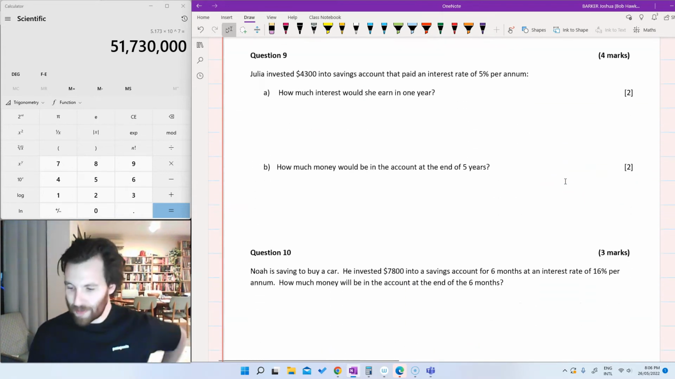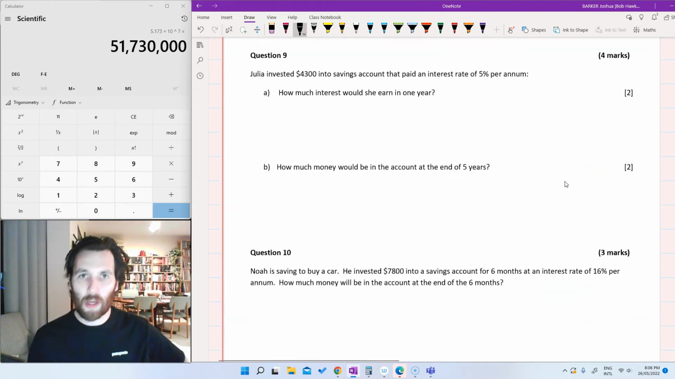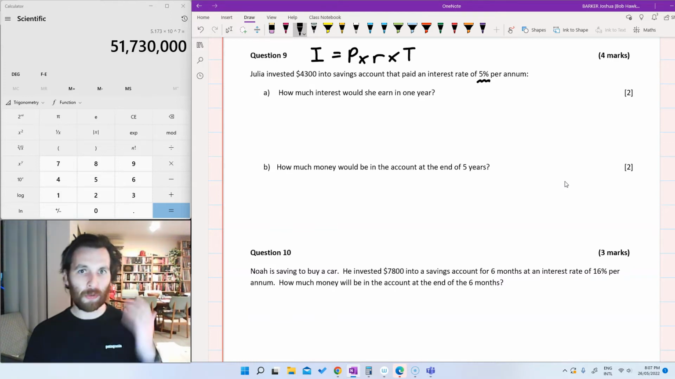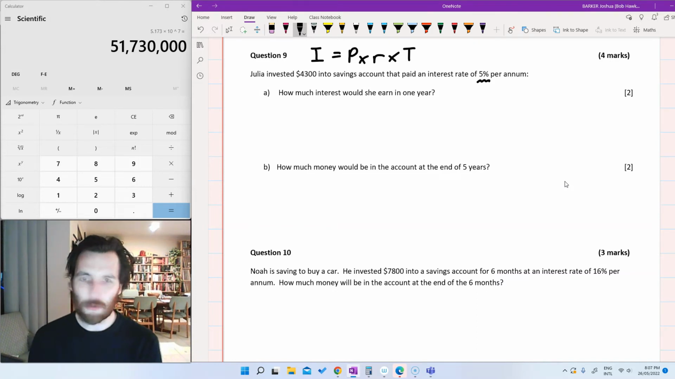Okay, simple interest. So now we've got a bit of a change in topic. Simple interest is given by interest is equal to the principal, which is just a way of saying the amount that we start with, multiplied by the interest rate as a decimal. And if you're given the interest rate as a percentage, just divide that by 100 and you'll get the rate. And then we multiply that by the time that the loan or investment runs for. So here we've got how much interest would she earn in a year.